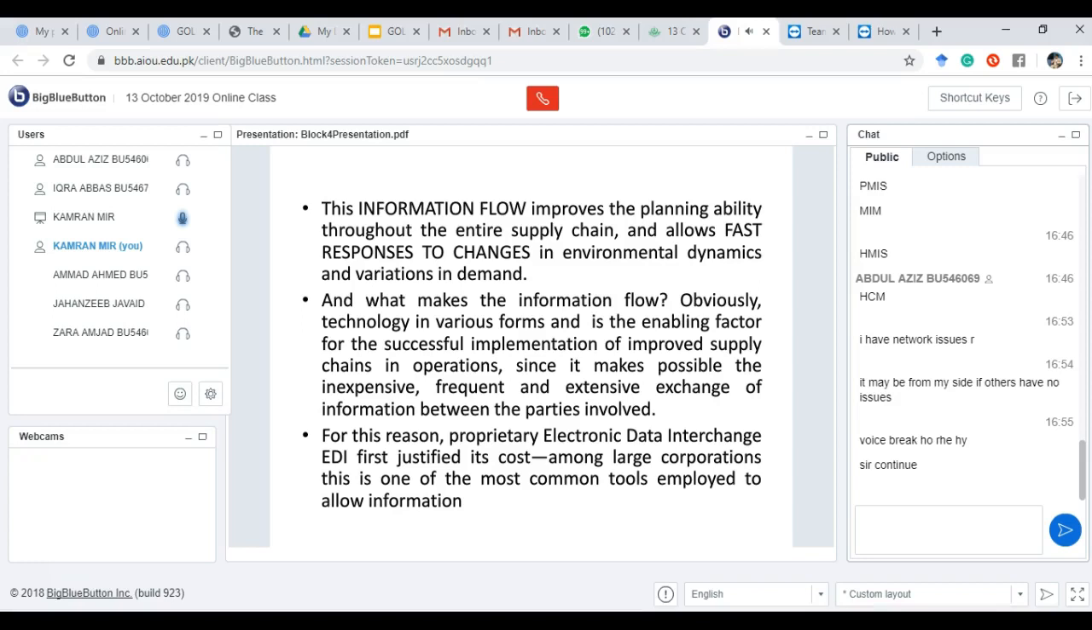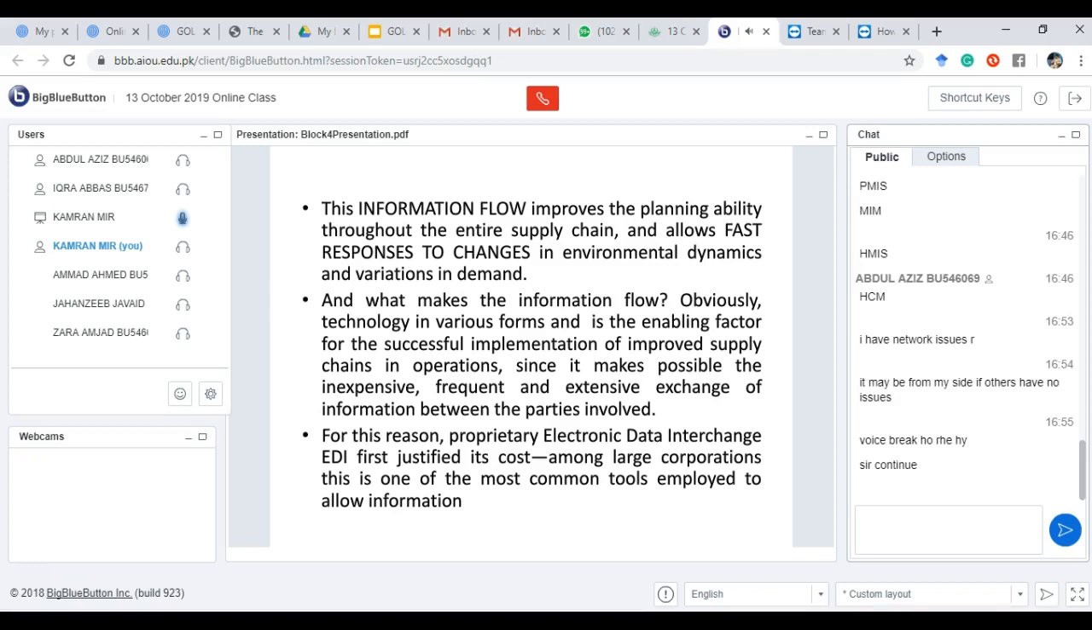technology, it helps those companies to remove all those factors out, and it helps them to make certain decisions, which obviously would help them in reducing their cost and having a better supply chain in place. For this reason, proactive electronic data interchange (EDI) is justified at cost among large corporations. This is one of the most common tools employed to allow information exchange.